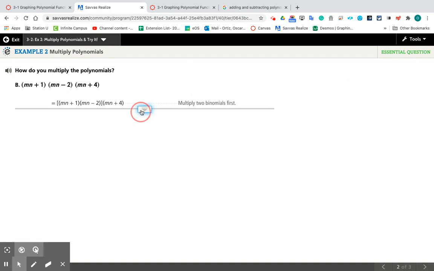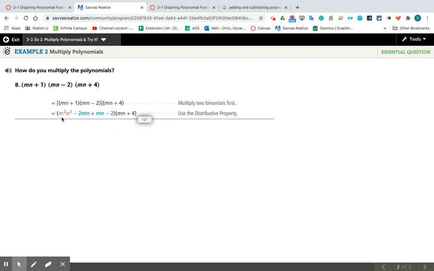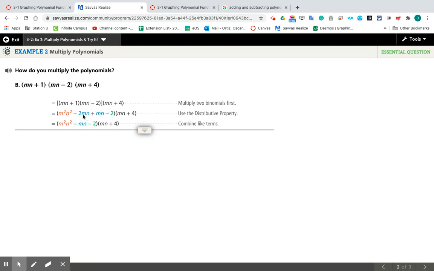Keep forgetting that this is the arrow right here. So first, I'm multiplying mn plus 1 times mn minus 2. So when I do that, I get this answer here. So notice the third one is still the same, so I haven't changed that at all. I'm still simplifying this here. So combining like terms, there are two terms with mn, the blue terms can be put together. Negative 2 plus 1 is negative 1, and the other two are the same.